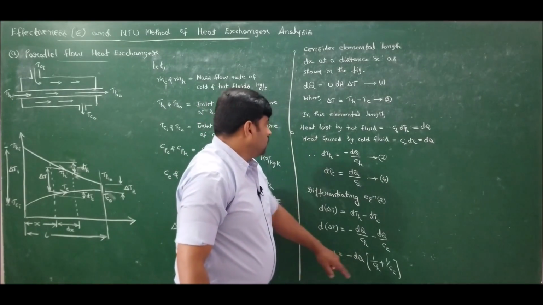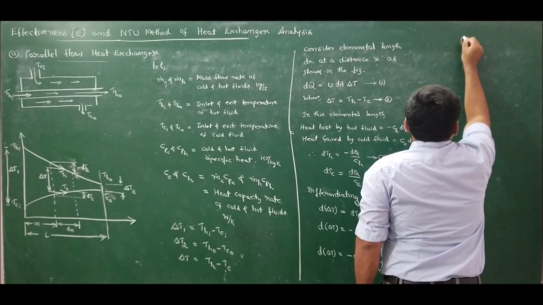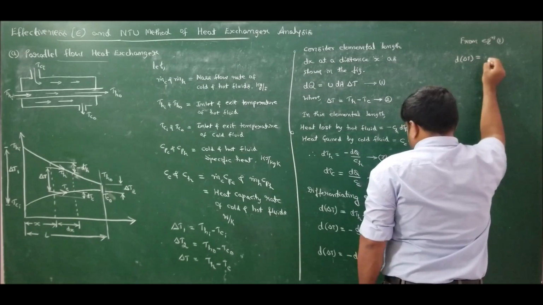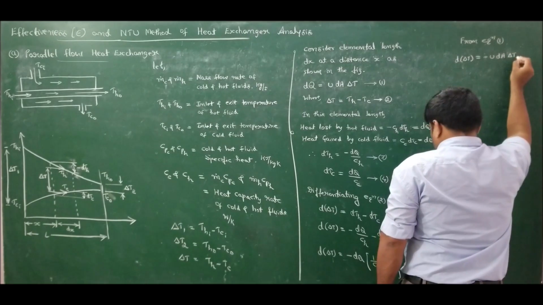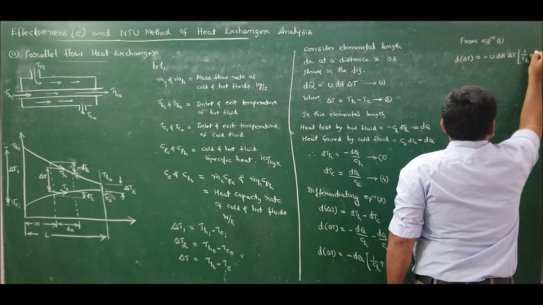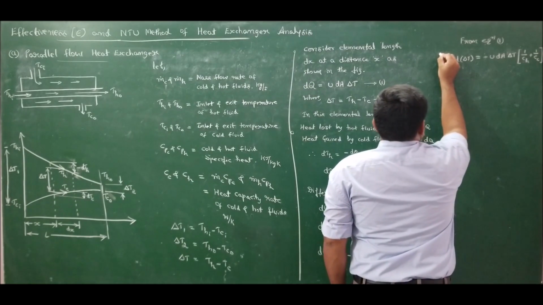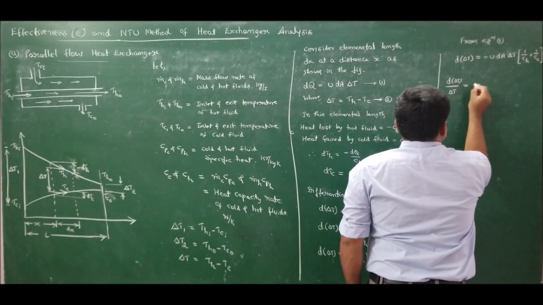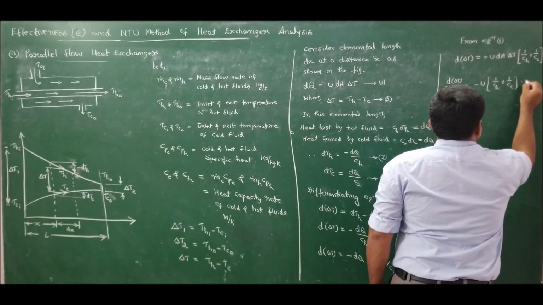Now substitute the value of dQ from equation 1. So from equation 1, I can write d delta T is equal to minus U dA delta T times 1 by CH plus 1 by CC. Correct? Now I'll rearrange the term. That is, d of delta T by delta T is equal to minus U of 1 by CH plus 1 by CC times dA.